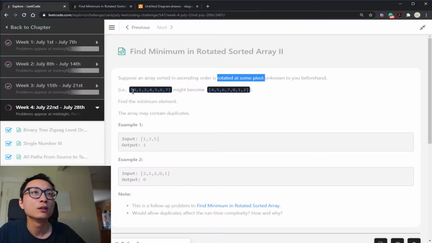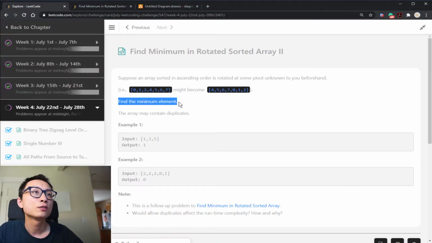Looking at a concrete example, this is the original array that's sorted in ascending order: 0, 1, 2, 4, 5, 6, 7. This array has been rotated around a pivot point, the position in between 2 and 4. So we're cutting the array into two halves. The first half is 0, 1, 2, and we move that part towards the end. So the rotated sorted array becomes 4, 5, 6, 7, 0, 1, 2. In terms of the ordering of the elements, it's ascending, a sudden drop, and then going back to ascending order again.